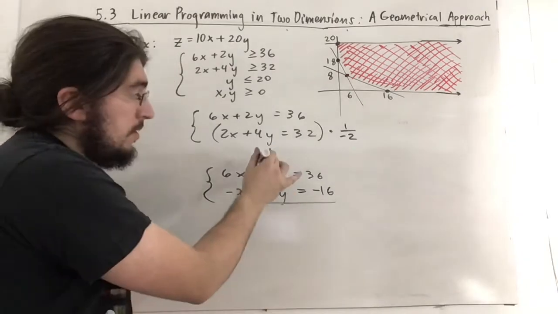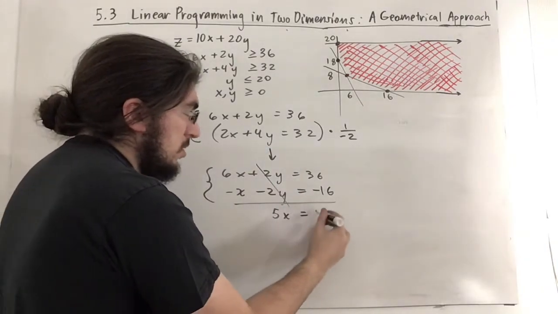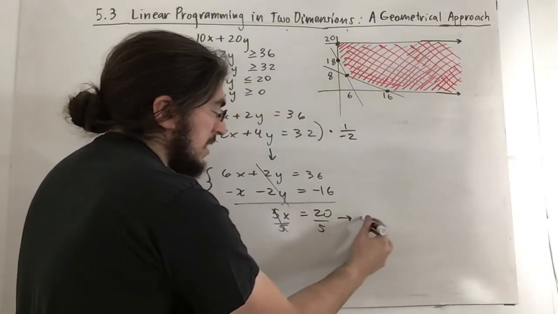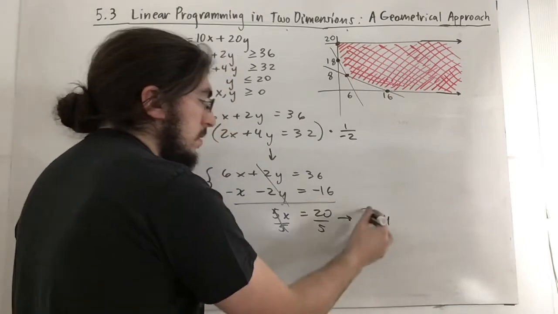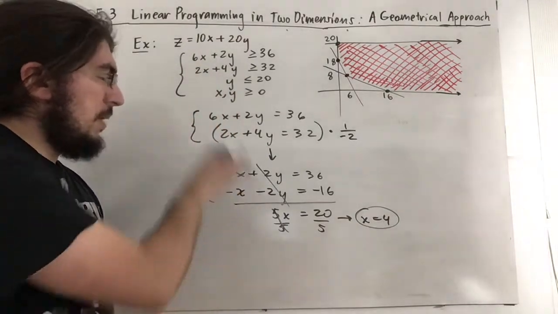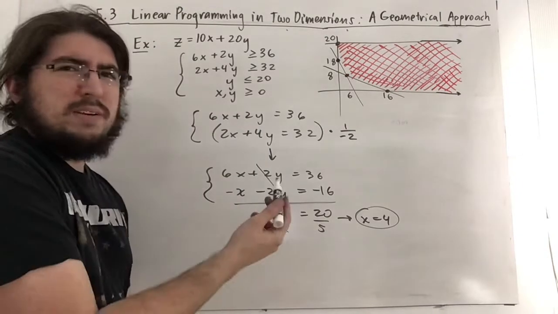Adding straight down, the cancellation of the y's, we get 5x is equal to 20. Dividing by 5, we get x is 4. Good. So we have the x value. How do we find the y value? Plug it back into either of these. Let's plug it into the top one, doesn't matter.